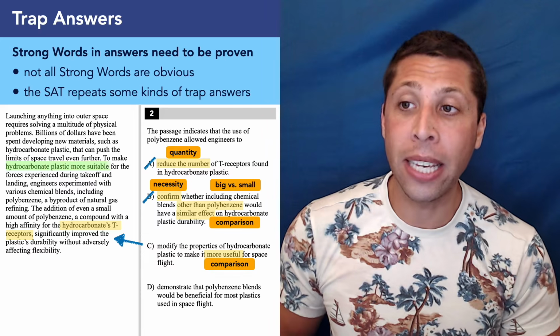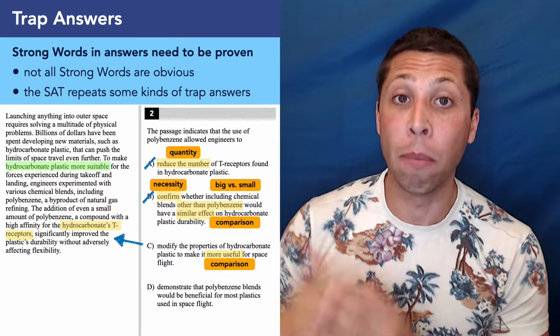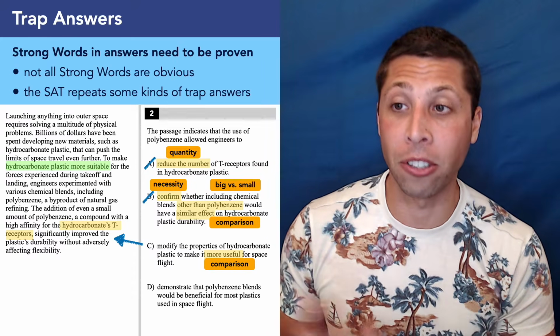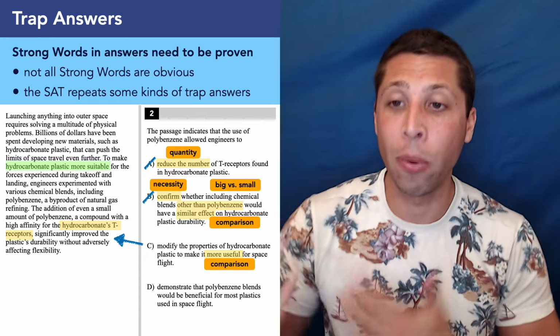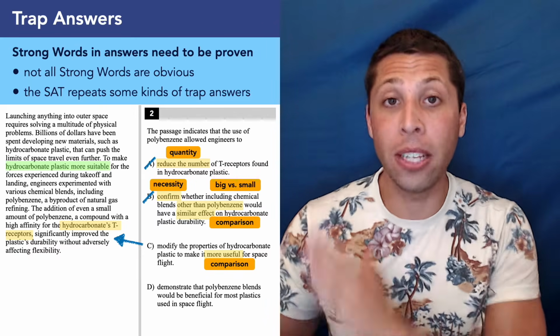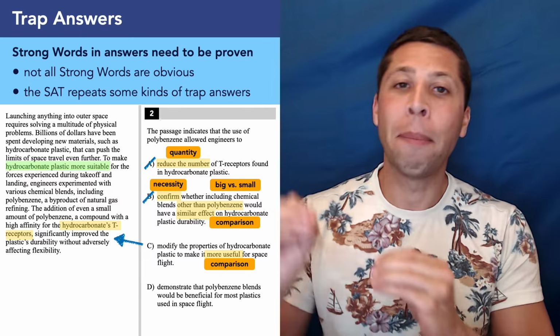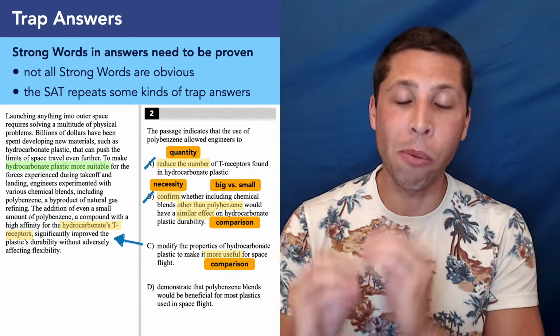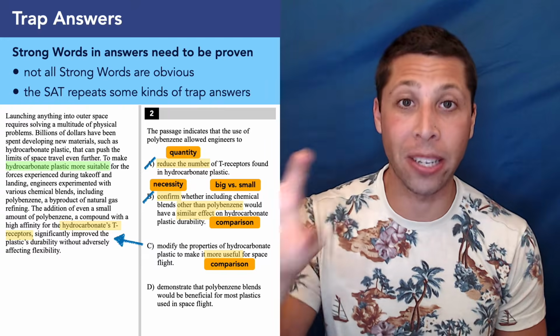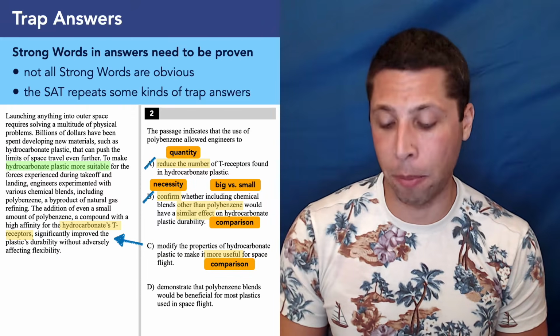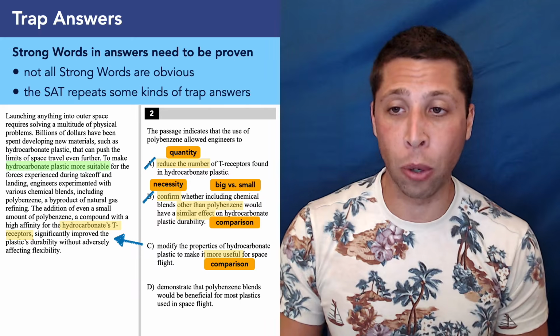And if we go back to the beginning, to make hydrocarbonate plastic more suitable for the forces experienced during takeoff and landing, spaceflight. So we do have evidence of this comparison. So this comparison may look like a trap at first, but it's justified by the lines. That's what we're really doing here, is we're just giving ourselves something to latch onto that we can go hunting for in the passage. Let's look at D though, let's be sure.